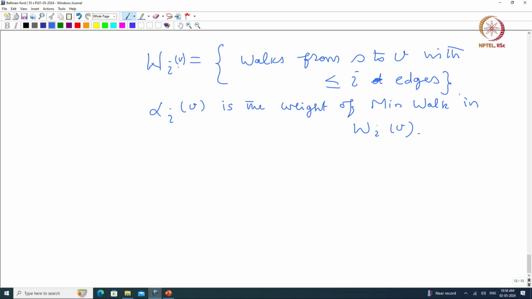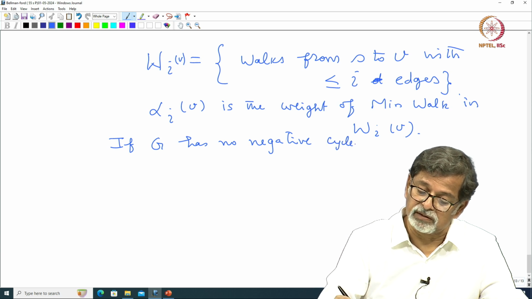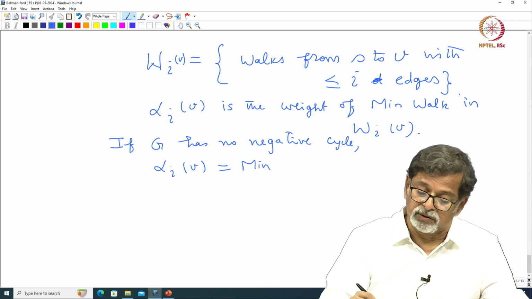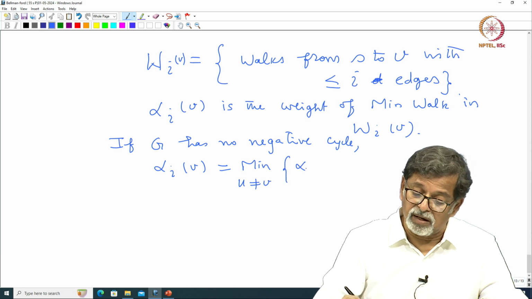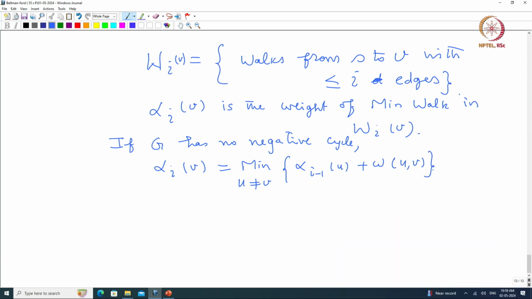So, these alpha i's satisfy certain interesting properties. If G has no negative cycle, then alpha i V equals the minimum over U not equal to V of alpha i minus 1 U plus weight of U V. Not only this, we have alpha n minus 1 U equal to delta n minus 1 U, which is equal to delta U. For all vertices this is true.